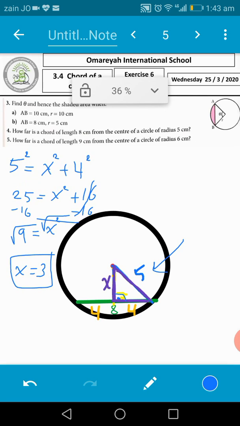Is it clear? Okay. So you just have to use Pythagoras to find the length, or to find the distance from the center to the chord. So this is the answer of this question.